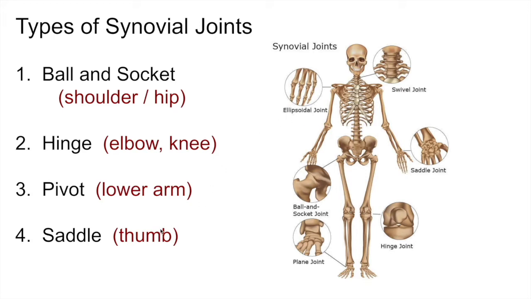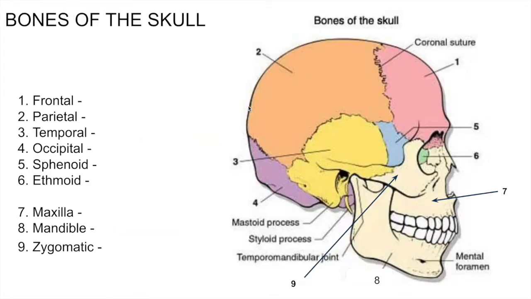Then we have what's called a saddle joint, which is where your thumb comes into your wrist here. And you can see all the bones of our wrist where our thumb sits on there. Pretty cool. So those are types of our synovial joints, or our freely movable joints.